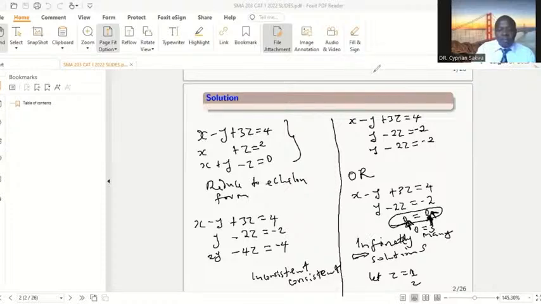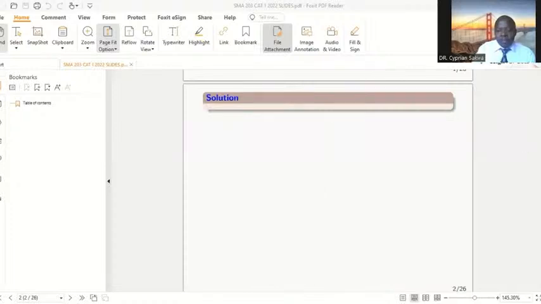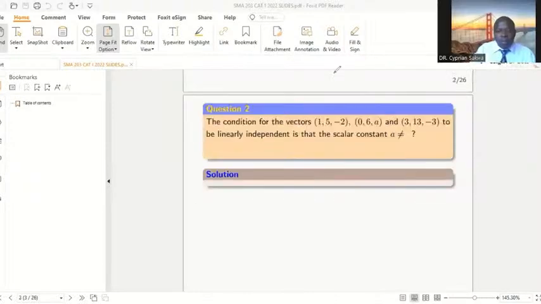Now let's look at the next question. Now let's look at question 2. Question 2 says the condition for these vectors to be linearly independent is that the scalar constant h should not be equal to what. So we need to find what h should not be equal to so that these vectors become linearly independent. I just want to take you through what I showed in a different video on linear independence.